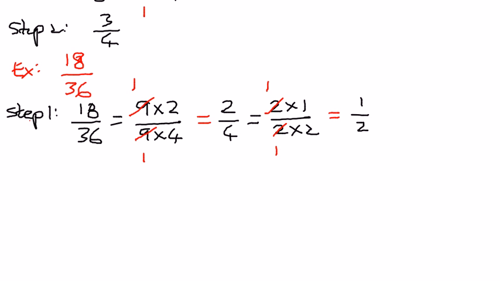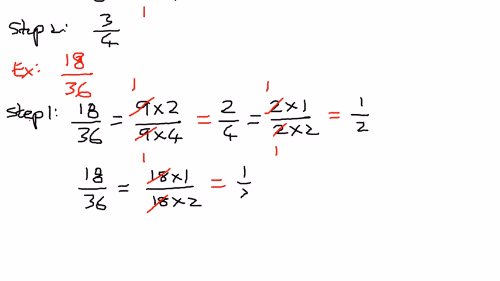Another way we could have done it is as follows. 18 and 36. If we know our 18 times table, 18 times 1 is 18, 18 times 2 is 36. So therefore 18 and 18 cancel out, leaving us with 1 over 2. Therefore 1 over 2 is the simplified form of the fraction 18 over 36. So either way, we should be able to arrive at the same answer.